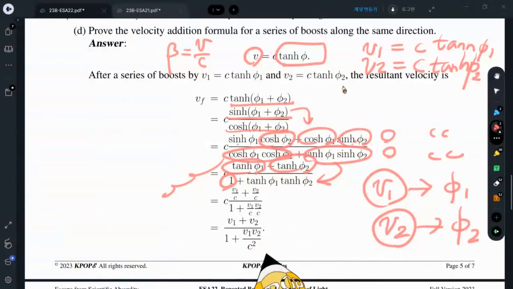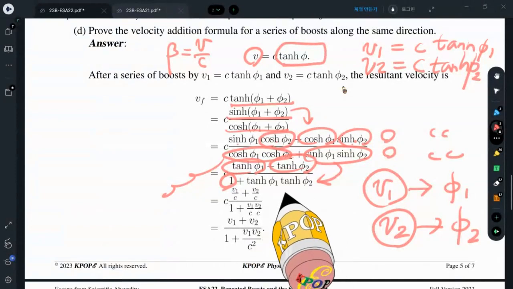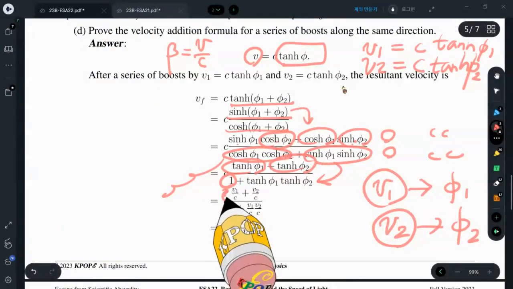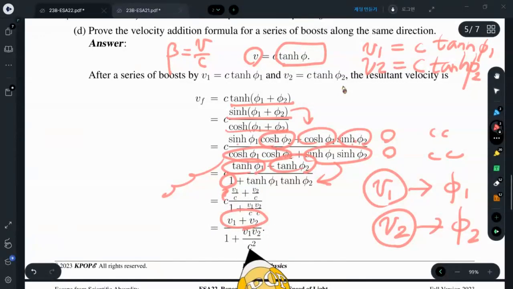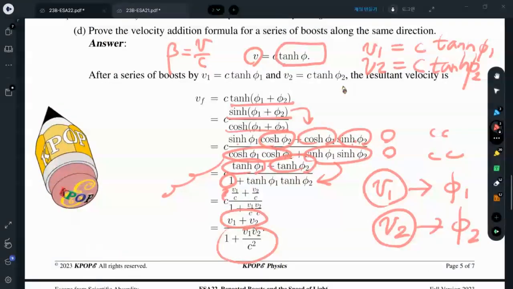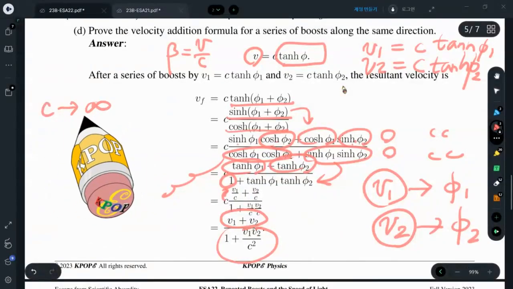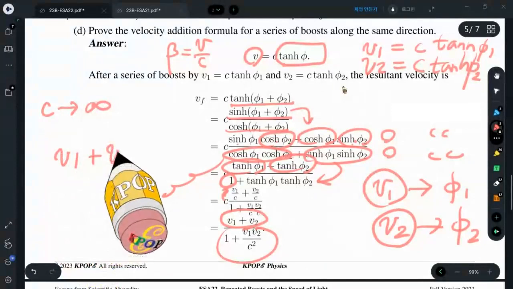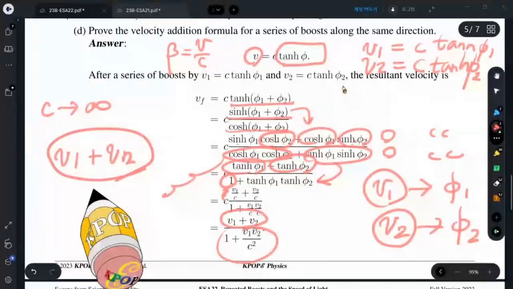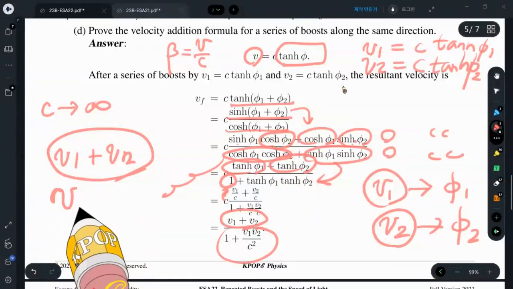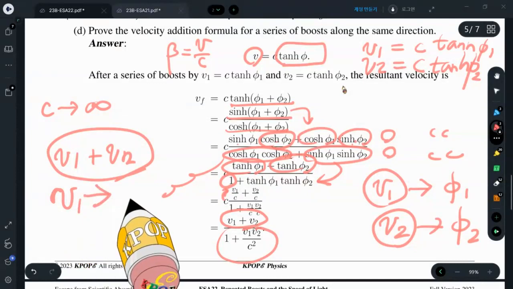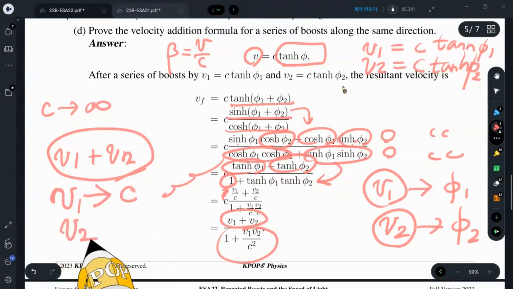Let's see. We multiply by c. This c can be multiplied into the numerator. This is the sum of the velocities, and the denominator has a very strange nature. First of all, if c goes to infinity, it is just v1 plus v2. Aha, it's the Galilean transformation. However, take the extreme case: v1 equals c, v2 equals c.